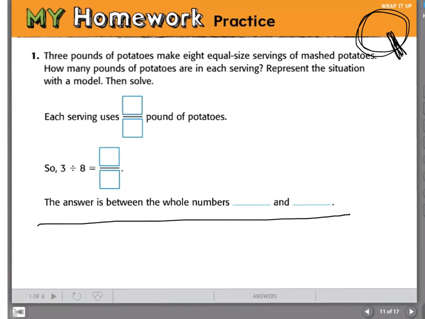When you're finished, try to come up with a question of your own for your group members to solve. I look forward to seeing what you come up with in class tomorrow.